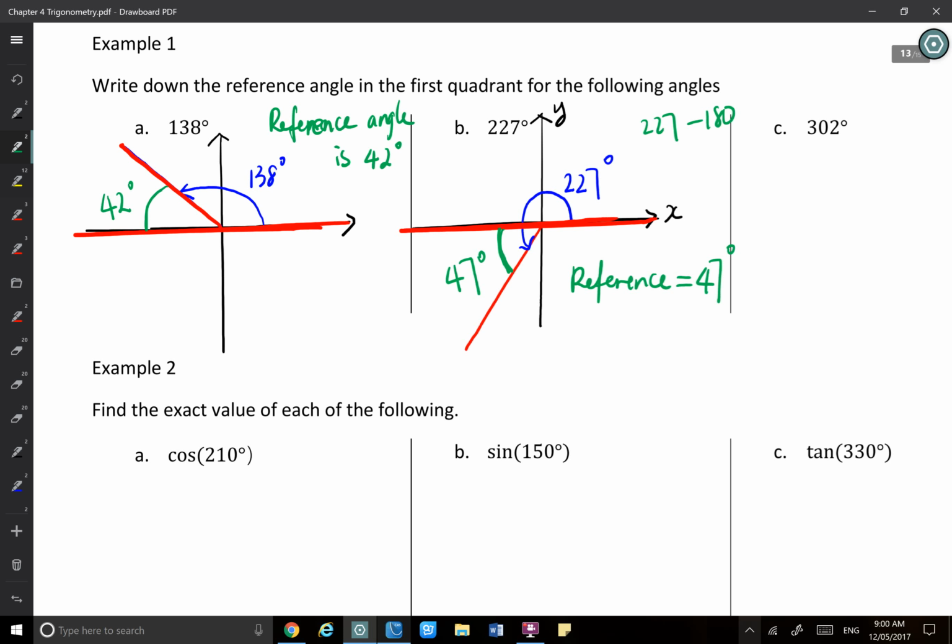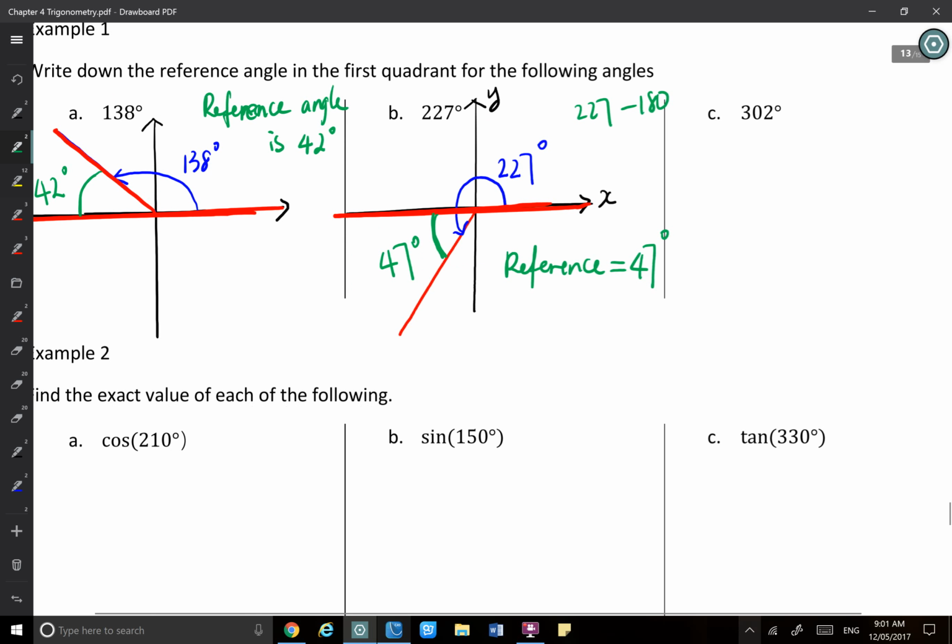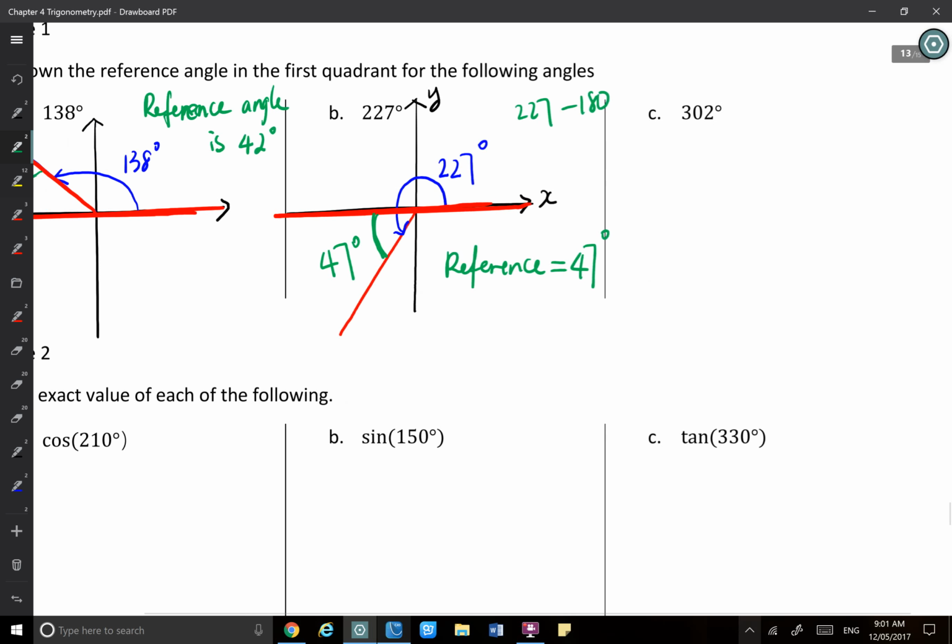So only angles greater than 90 degrees or less than 0 degrees will have an acute reference angle. The angles between 0 and 90 degrees, you won't find an acute reference angle for them because they are already acute. So find the last one by yourself.